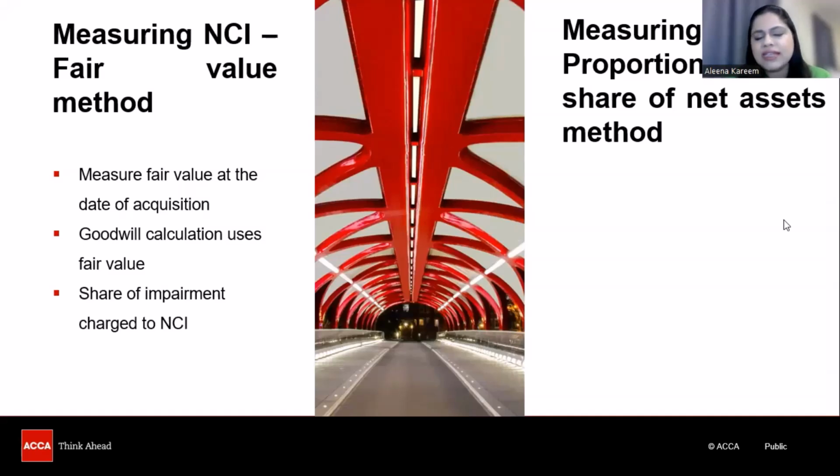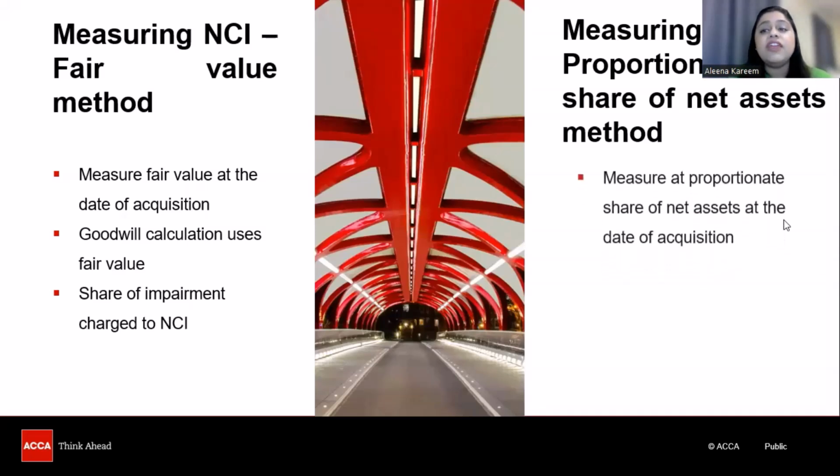So I'm going to take the example of 80% shareholding of the parent and 20% of the NCI throughout this topic explainer video. So over here also, 80% of the impairment is going to go to the group and 20% is going to go to NCI.